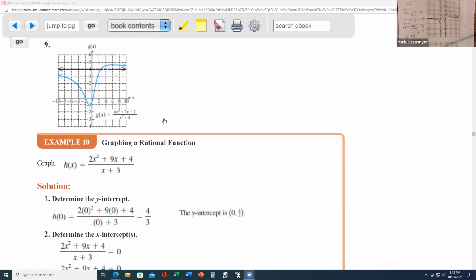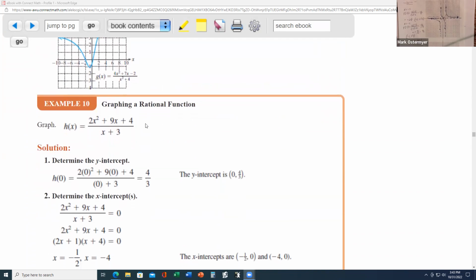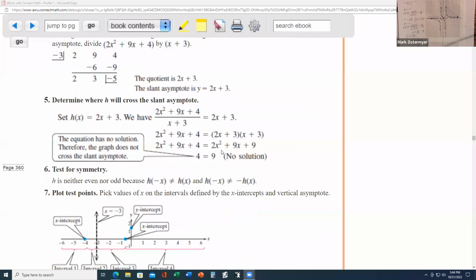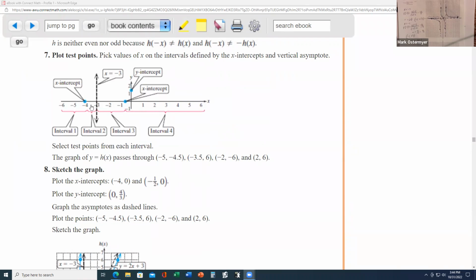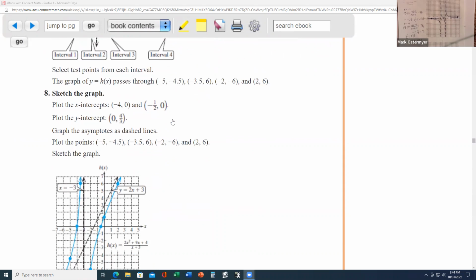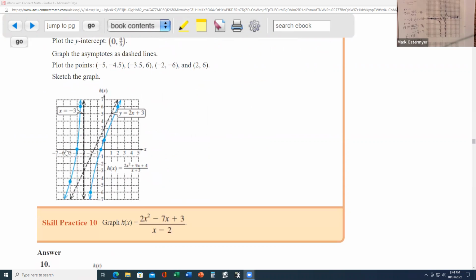And then also example 10. I want you to look at example 10. Notice this one possesses a slant asymptote because the numerator degree exceeds that of the denominator exactly by 1. So there will be a slant asymptote. I want you to study over that example. Notice the intervals they're establishing based on the x-intercepts and the vertical asymptotes. Make sure you understand how they're establishing these intervals and computing at least 1 point in each interval to help you understand how the graph is going to behave throughout.